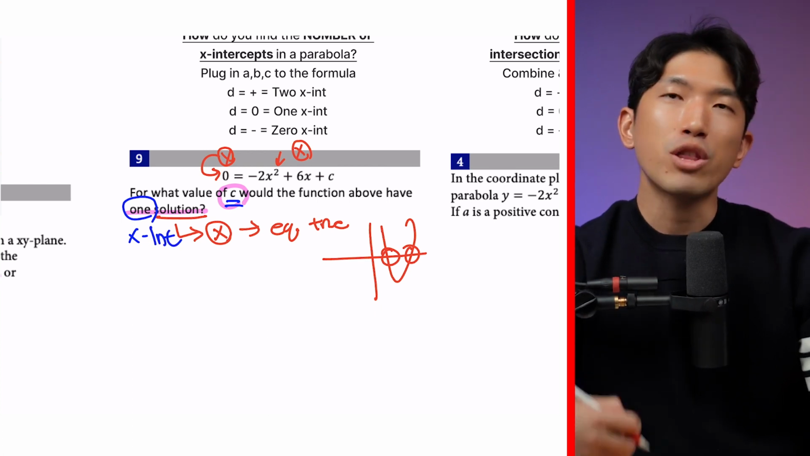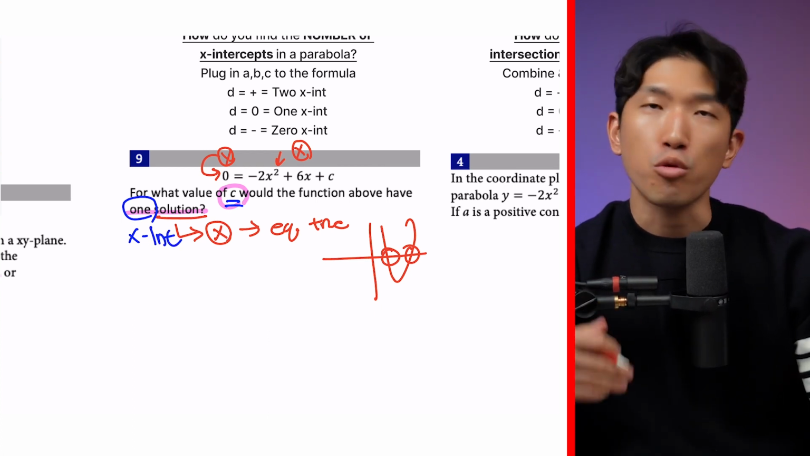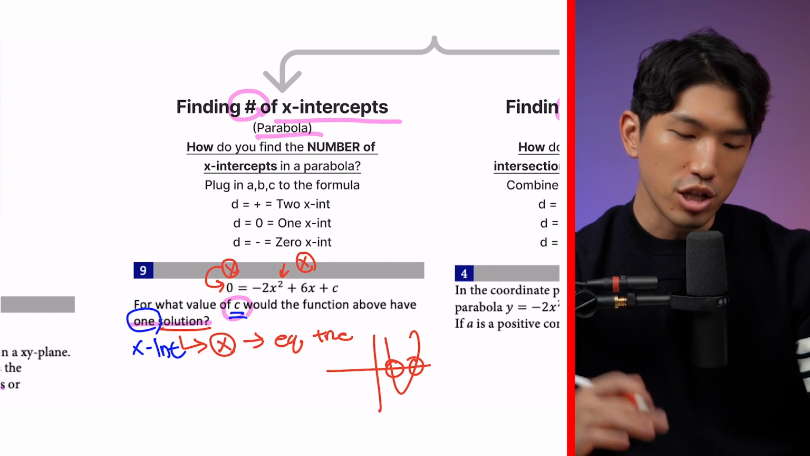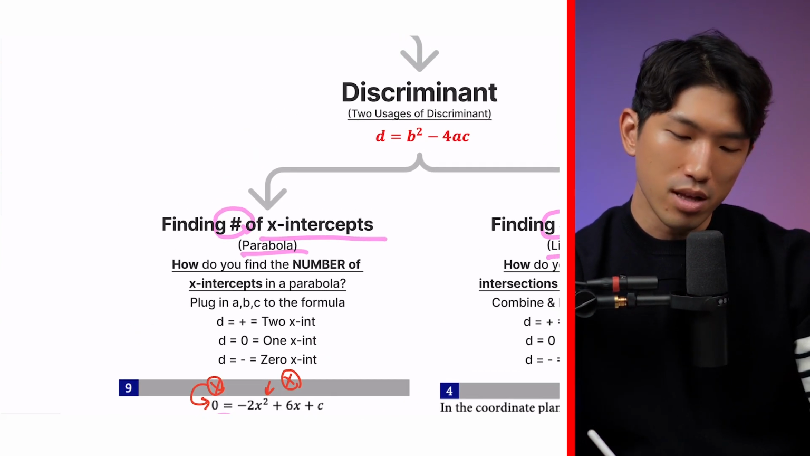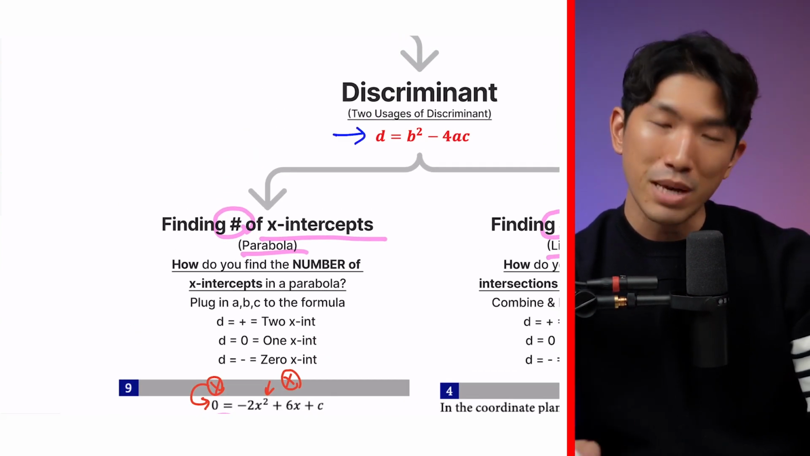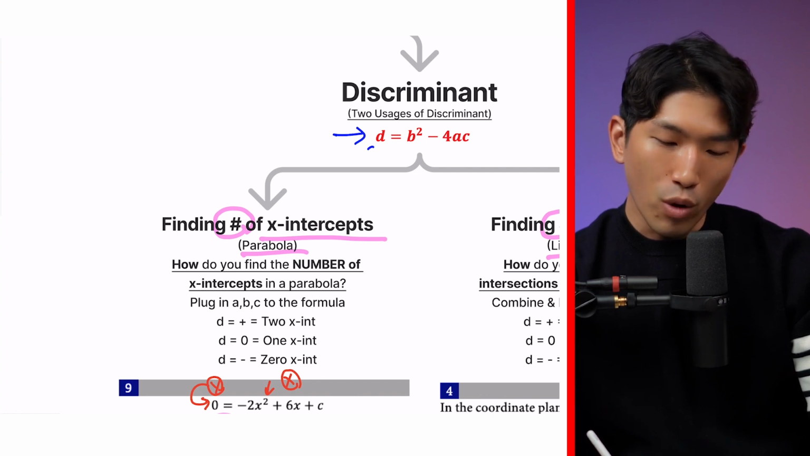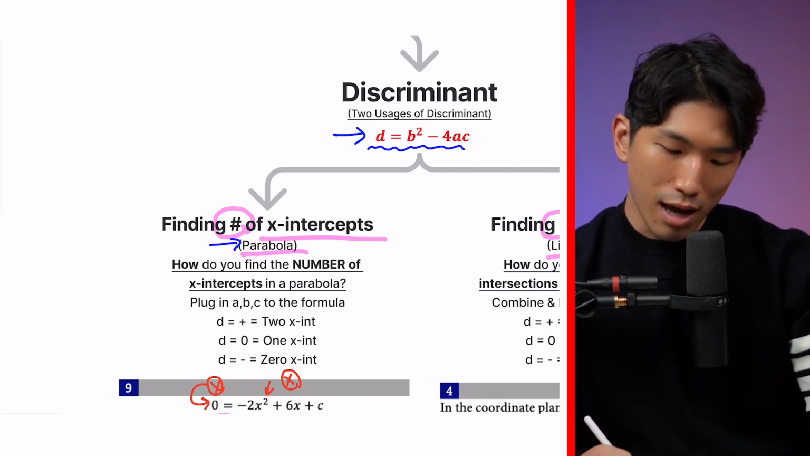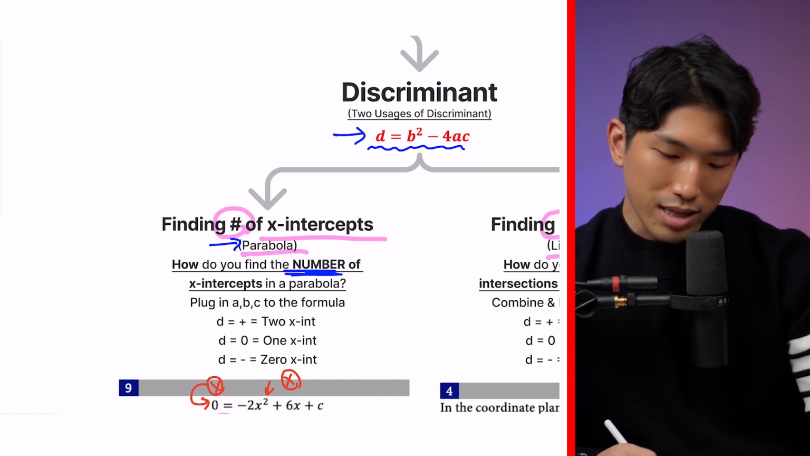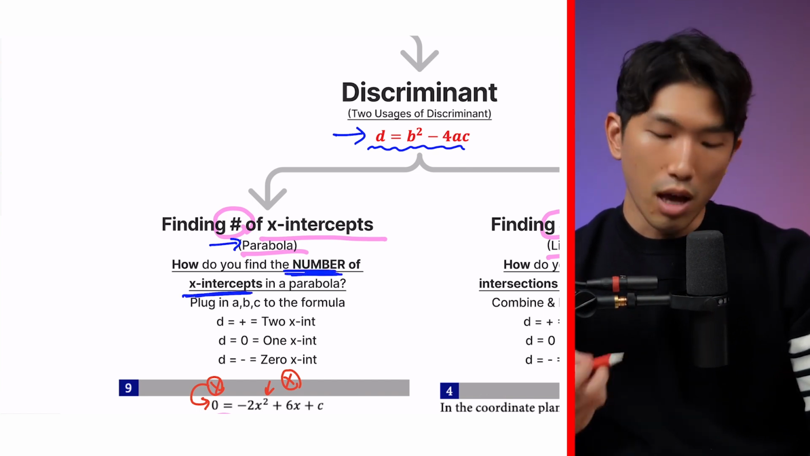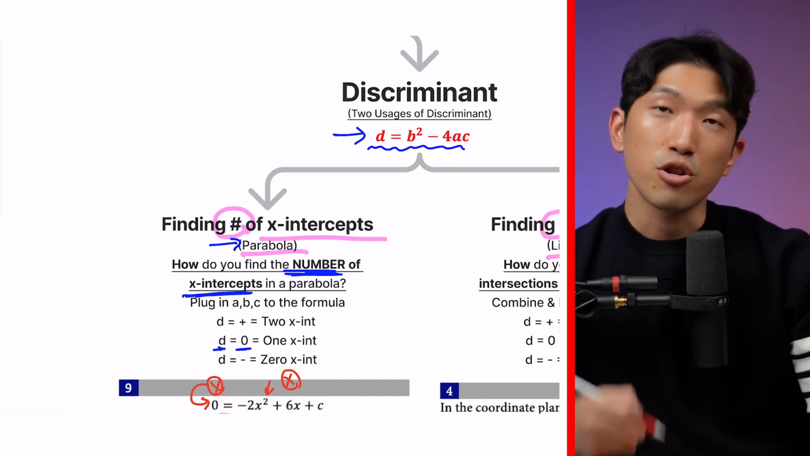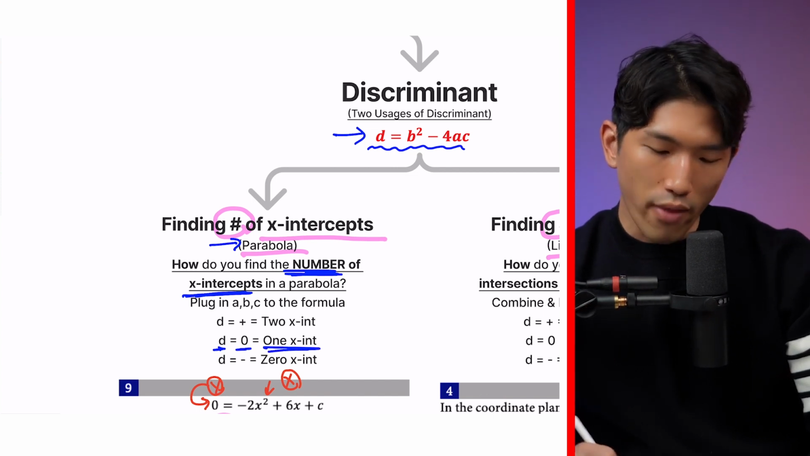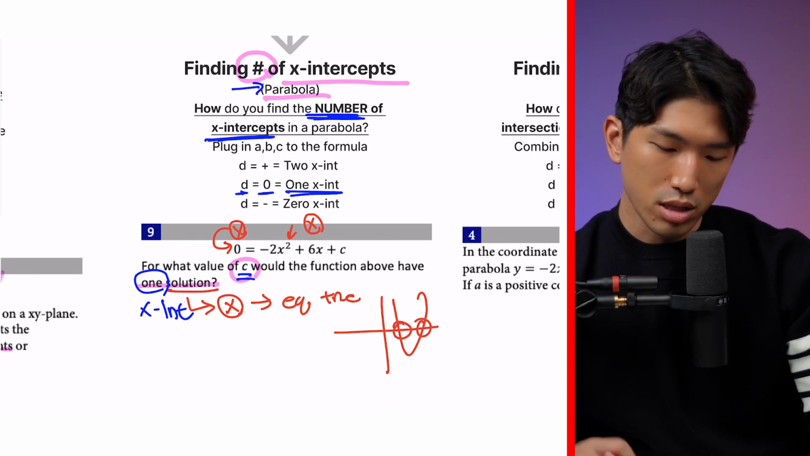And how do we know whether a parabola has 0, 1, or 2 x-intercepts? That's where the discriminant comes into play. Discriminant is known as this formula right here, b squared minus 4ac. And when this formula is applied just to a single parabola, it tells you the number of x-intercepts in a parabola. And when your discriminant is equal to 0, your parabola only has one x-intercept. So let's apply it to this question.